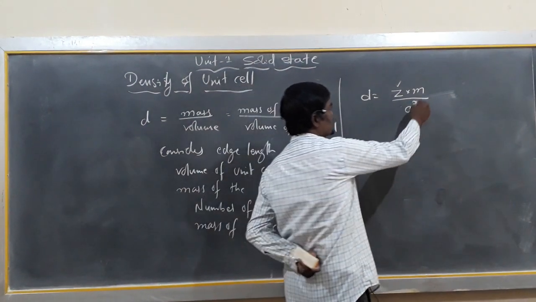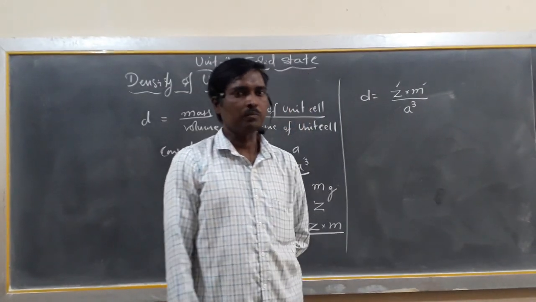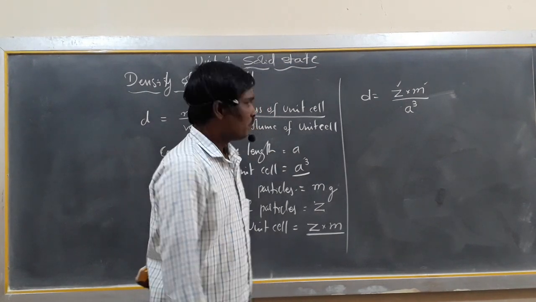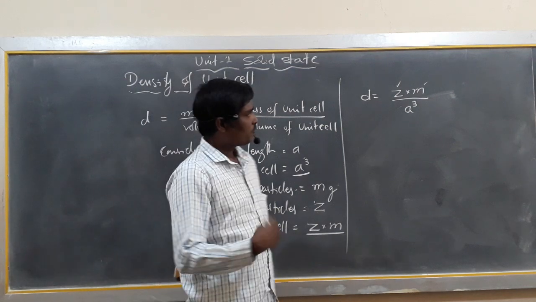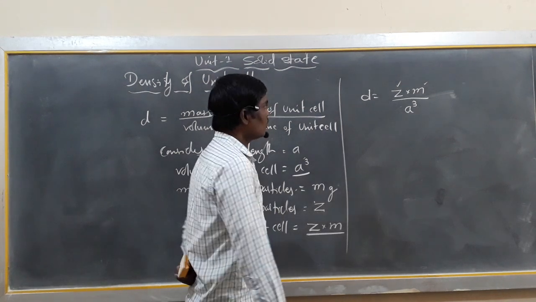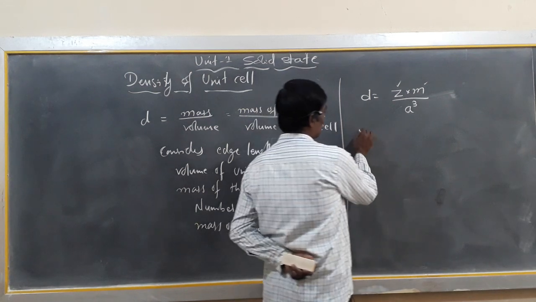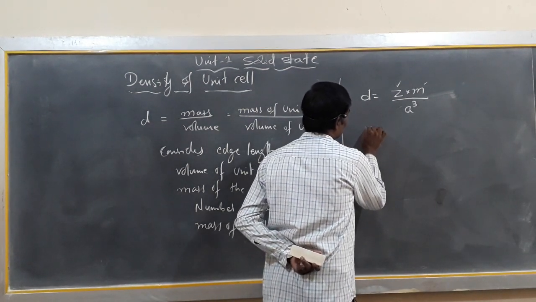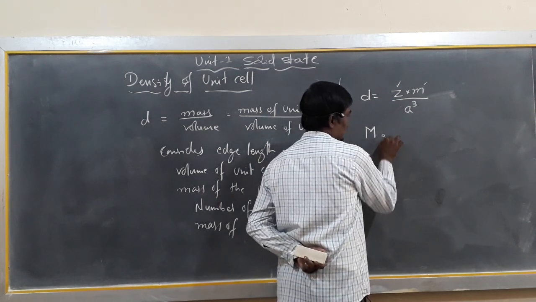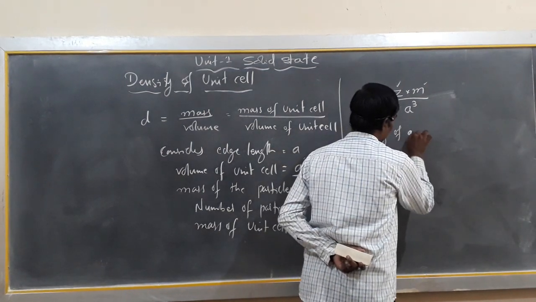And another one is the m. Here m is the mass of a particle, the mass of each particle. It is very difficult to find the mass of each particle. But we can easily calculate the gram molecular mass of a substance. For that, let me write this. The gram molecular mass of any substance, let me define that as a capital M.